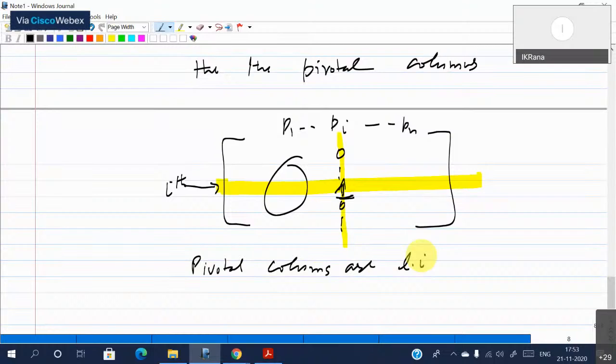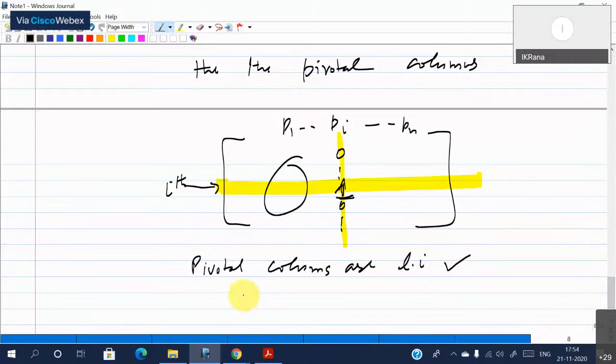That is okay, because when you take alpha i times the pivotal column pi, that will appear here as alpha i, and if that is equal to 0, each alpha i must be equal to 0. So it is obvious that they are linearly independent.